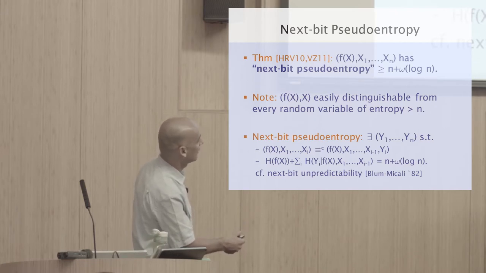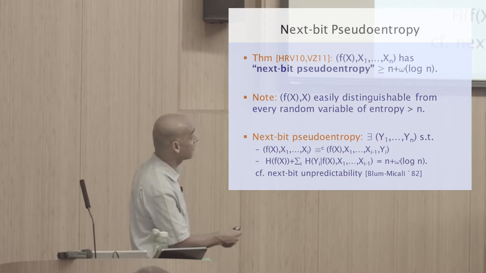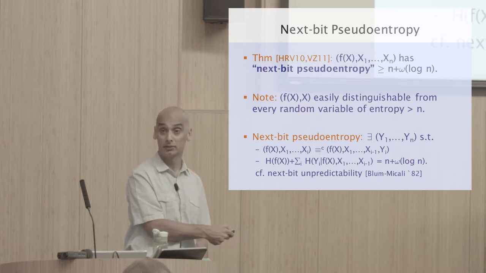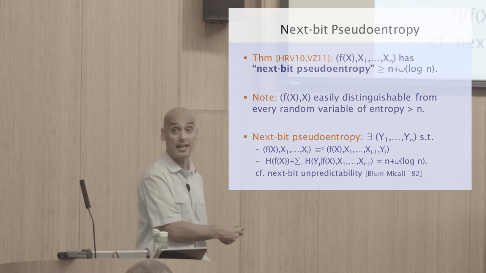But f is not a one-way function, right? Or one-to-one function, so no. So that's why here, in next bit pseudo-entropy, I have the term which is the actual entropy of f of x. I'm including it in there. So it might be much more than n, right? But it's at least n. That's what I care about.